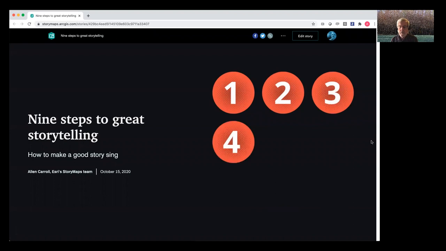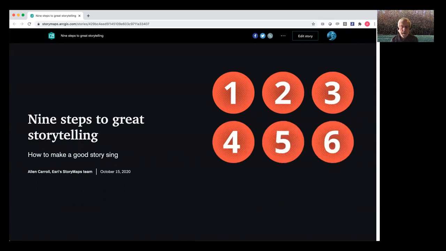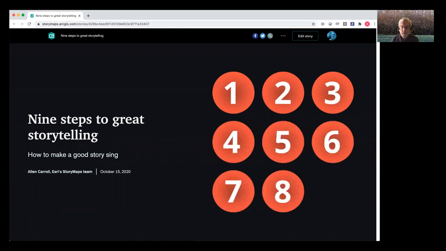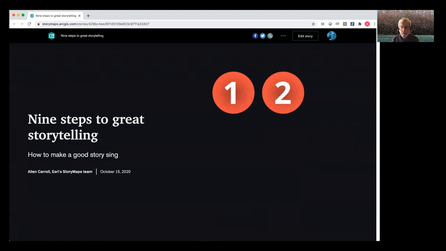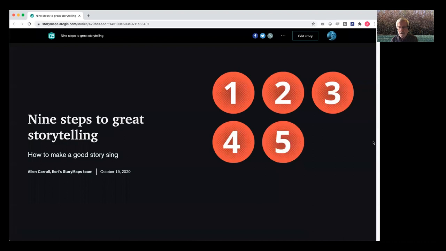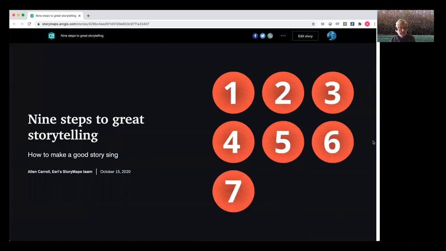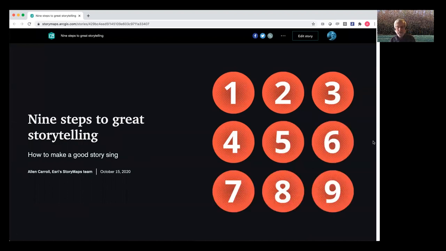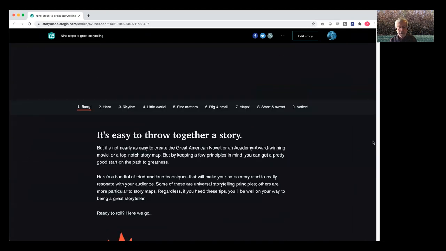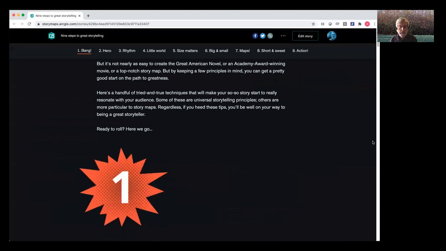We've looked at thousands of stories and created probably hundreds of our own. And over the years, we've come to realize there are a few pointers that we think can help you along the way to effective storytelling. And we distilled it from probably 9,000 down to 9 steps to great storytelling. So let's run through them kind of quickly in the interest of time.